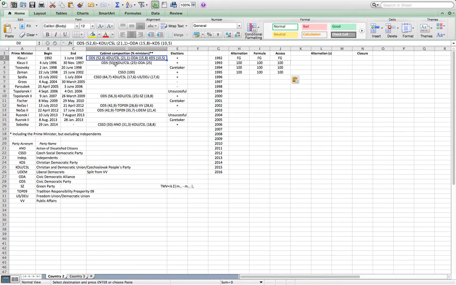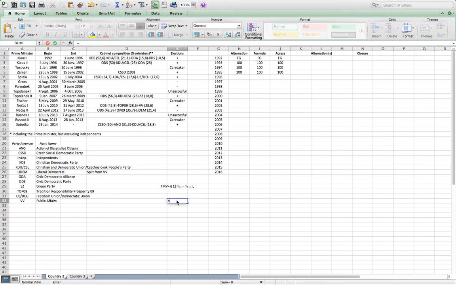In this particular case, we need to consider as well that ODS and KDS merged before 1996. This means that, like in the case of volatility, when there are mergers, I'm sure you remember, we have to compare ODS's current score in 1996, or percentage of ministers, with the sum of the percentage of ministers of ODS and KDS in 1992. So this means that we have 50 minus 52.6 plus 10.5. This gives a score of 13.1.